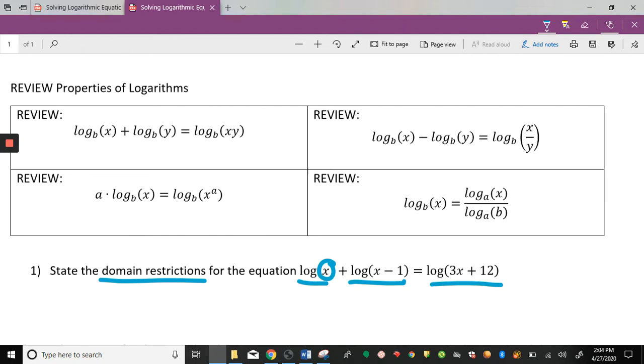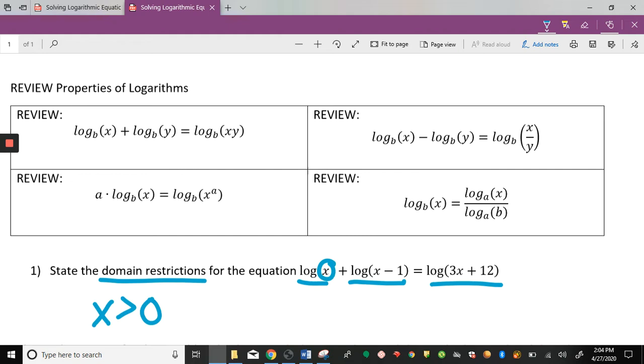It doesn't matter that this is base 10 right now. I could have put base 12 on all of these, or base 50. It doesn't matter. What would be the log of x, and what would x have to be? Well, we know that whatever we're taking the log of, in this case is x, has to be not 0 and greater than 0. So that's how we establish that.